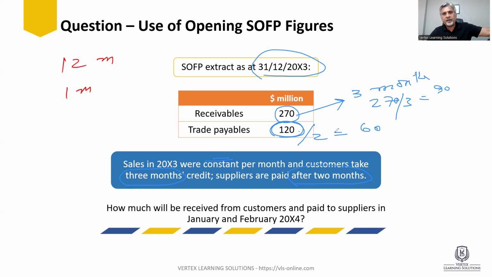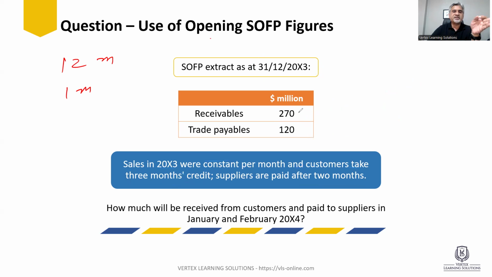December I will pay in February, 60, 60. Okay. So these numbers you have to understand, if it says 270, what it includes inside. It includes 3 months, November, December, January, 90, 90, 90. It includes 2 months of payable, 2 months of purchases, November and December, 60 million and 60 million.